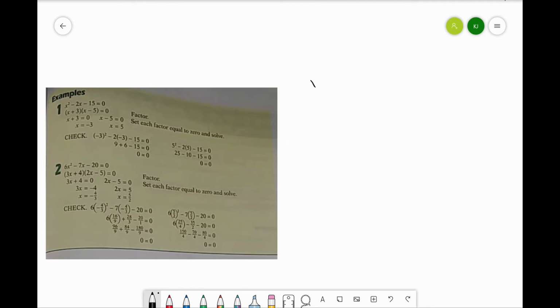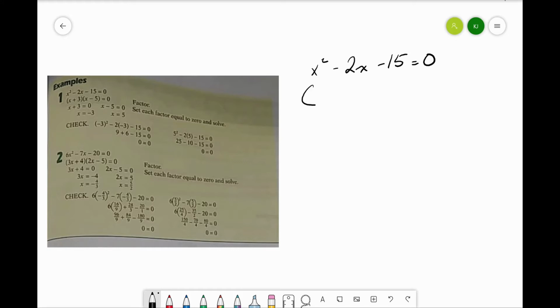We have x squared minus 2x minus 15 equals 0. The first thing we're going to do is factor this out. We know there's going to be an x in both, and because the last term is negative, we're going to have one negative and one positive. Now we have 15 and 2: a positive 3 and a negative 5 multiplied together will get us 15, and added together will get us 2. Then we're going to pull them out.